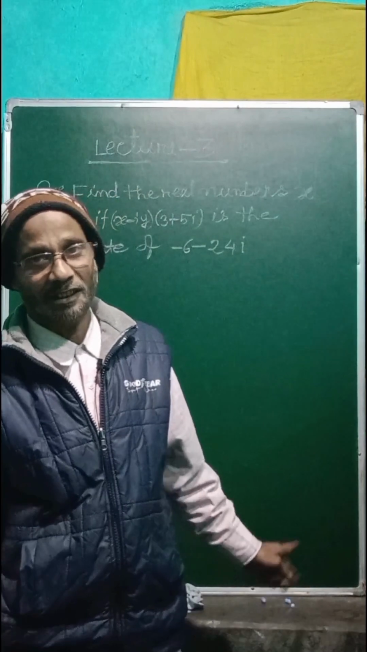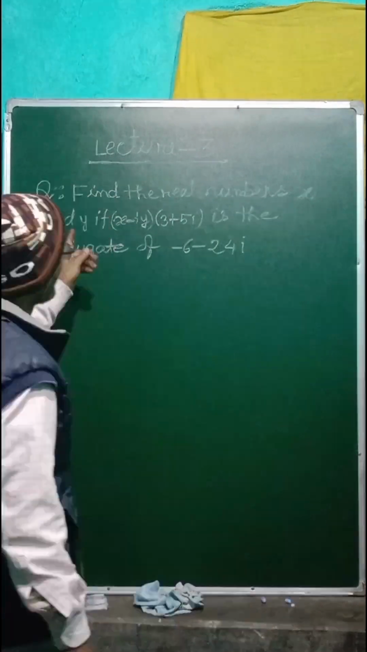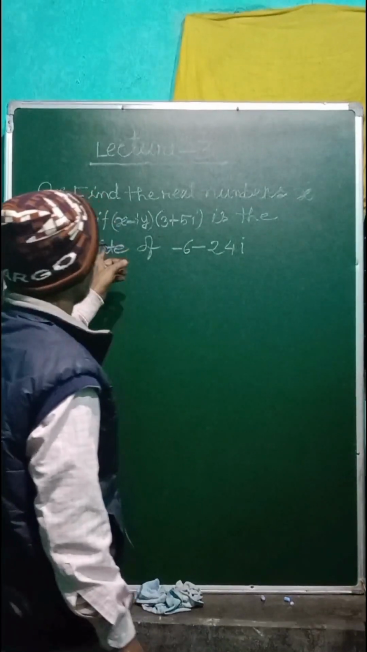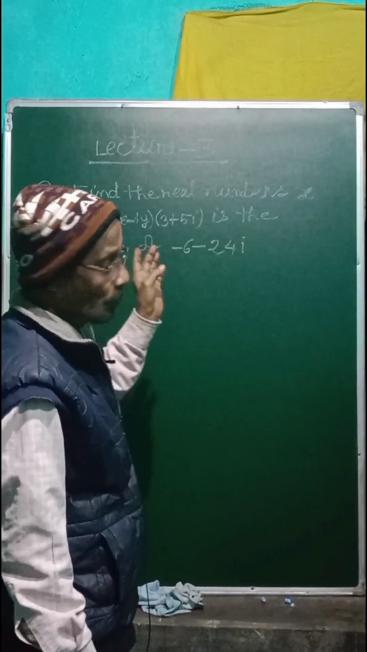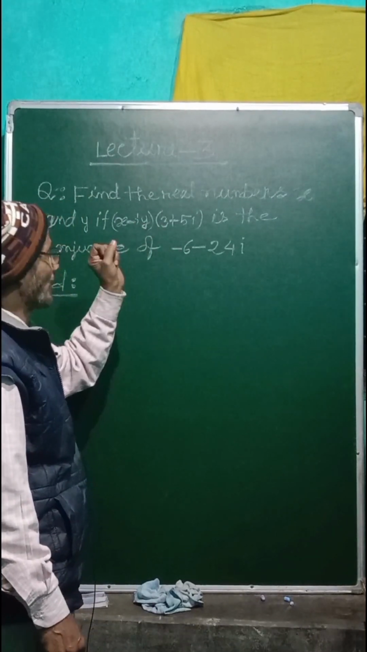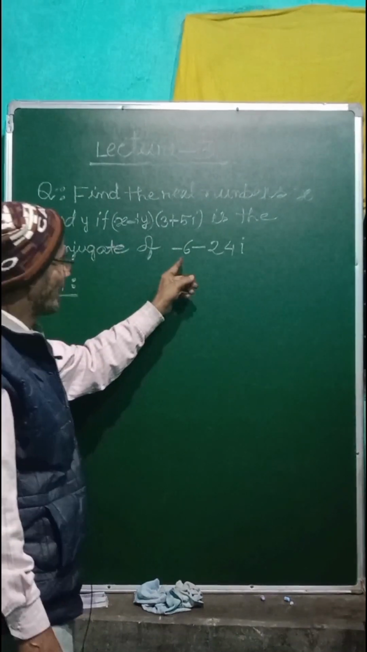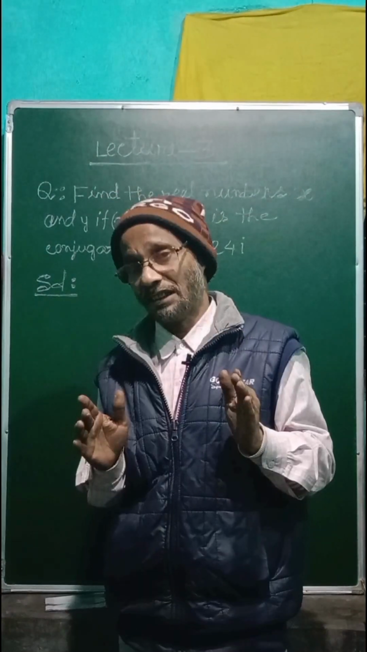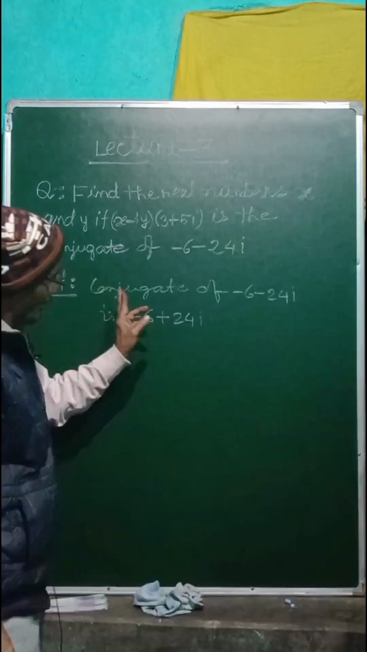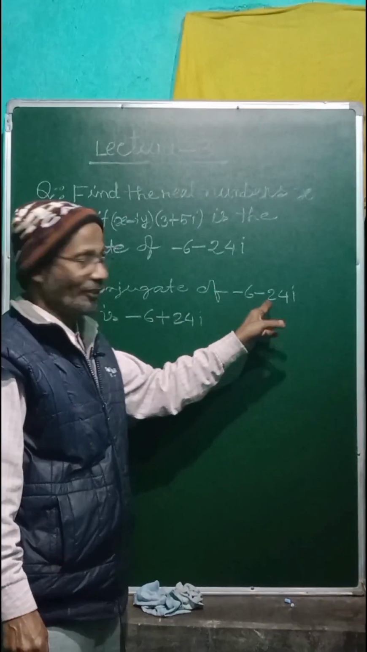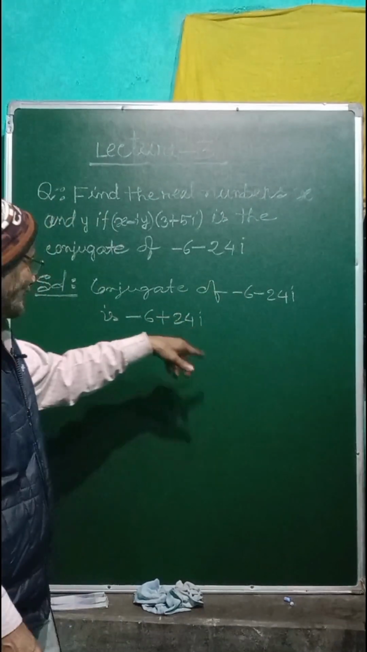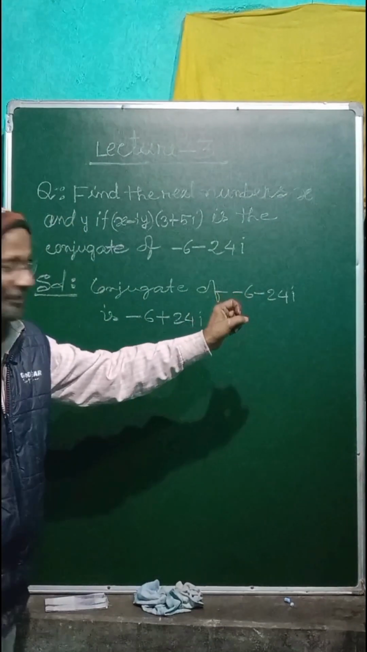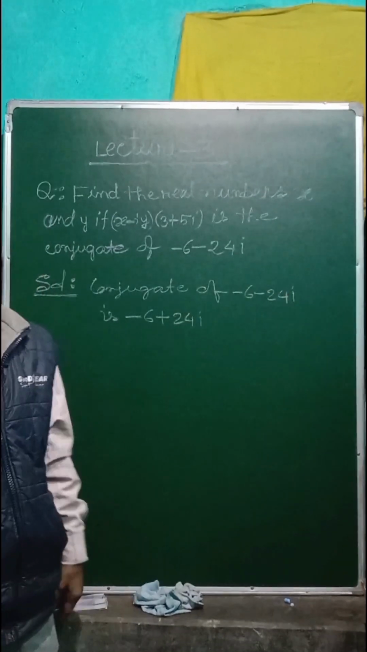Now let us take a standard problem based on conjugate. Find the real numbers x and y if (x minus iota y) into (3 plus 5 iota) is the conjugate of minus 6 minus 24 iota. Here we have to understand the meaning of the question first. The conjugate of minus 6 minus 24 iota will be minus 6 plus 24 iota, by changing the imaginary part sign, as we have learnt already.